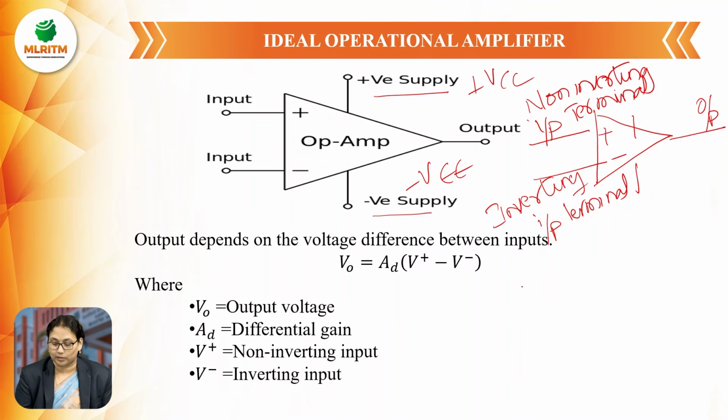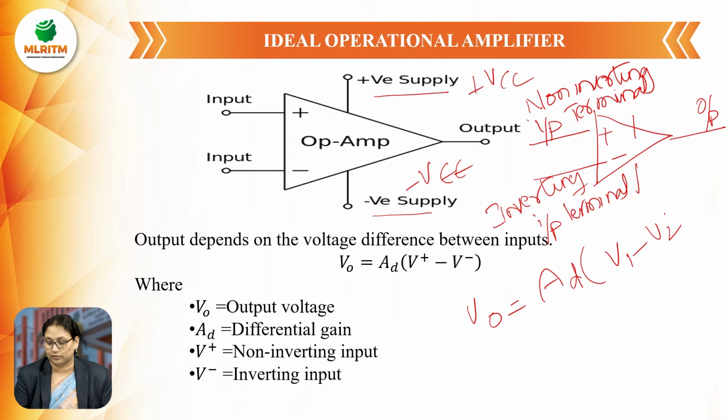Here the output is given by AD into V1 minus V2. It is the difference of the two input voltages. Here AD is the gain, differential gain. So V0 is equal to AD into V1 minus V2. We know that an operational amplifier amplifies the difference between the two input signals. Here it amplifies the difference of the signals V1 minus V2. So the output depends on the voltage difference between the two inputs.